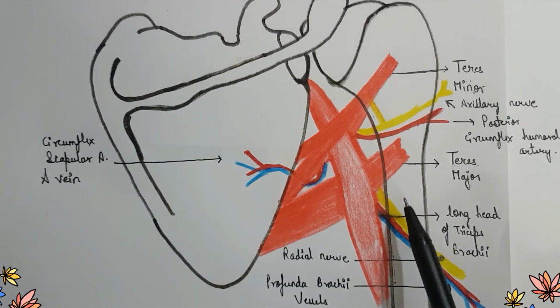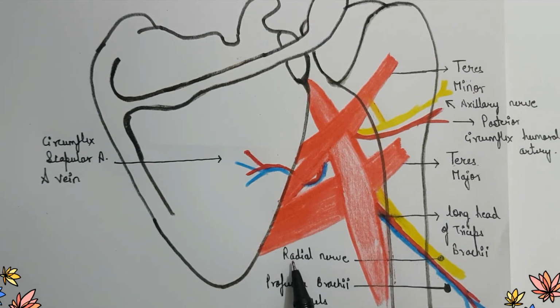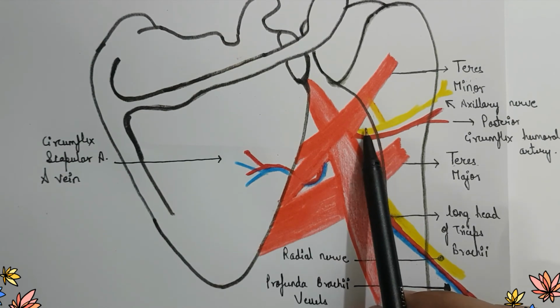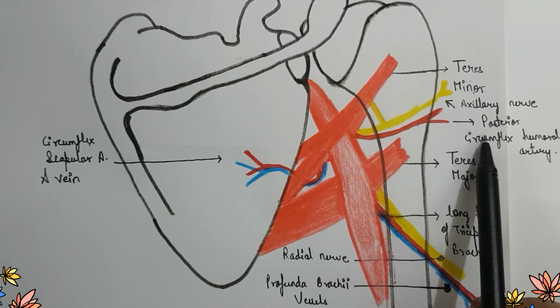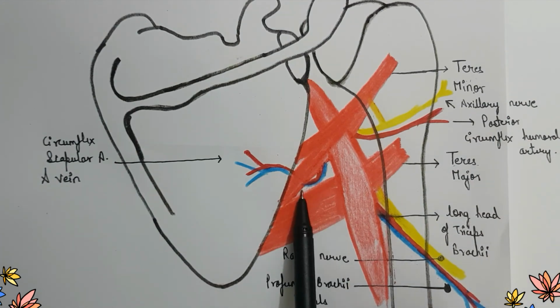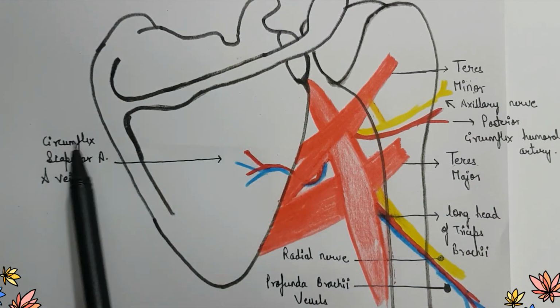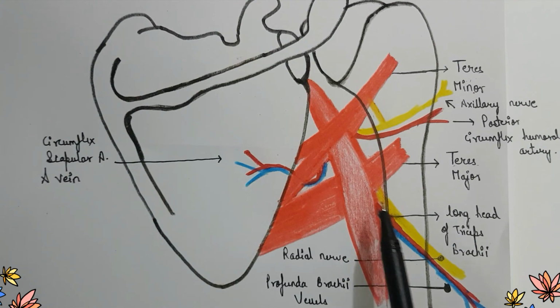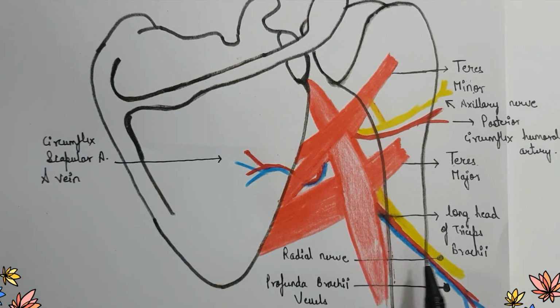Now talking about the contents of the lower triangular space, we have the largest branch of the brachial plexus, that is the radial nerve, and the profunda brachii vessels. These profunda brachii vessels are the branches of the brachial artery. So to sum up, the contents of the quadrangular space are the axillary nerve and the posterior circumflex humeral artery. The contents of the upper triangular space are the circumflex scapular artery and vein, which anastomose over the body of the scapula. The contents of the lower triangular space are the radial nerve and the profunda brachii vessels coming from the brachial artery.